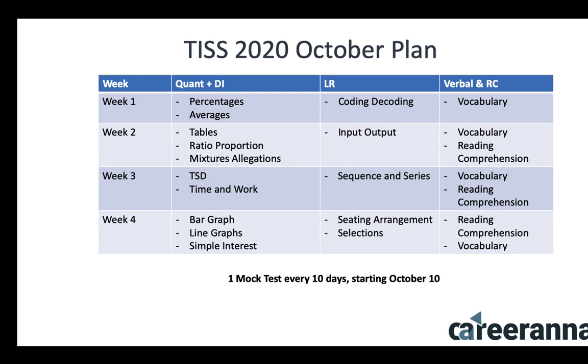Week 2, you can move on to tables, ratio, proportion, mixtures, and allegations. Tables is an important topic from DI. Then in LR, you can do input output, verbal and RC. In addition to vocabulary, you can start off with reading comprehension as well.